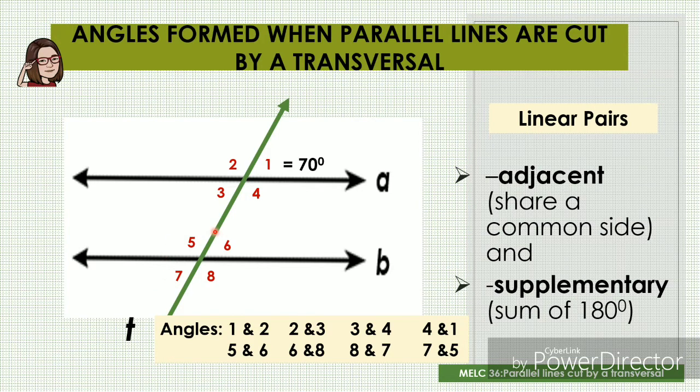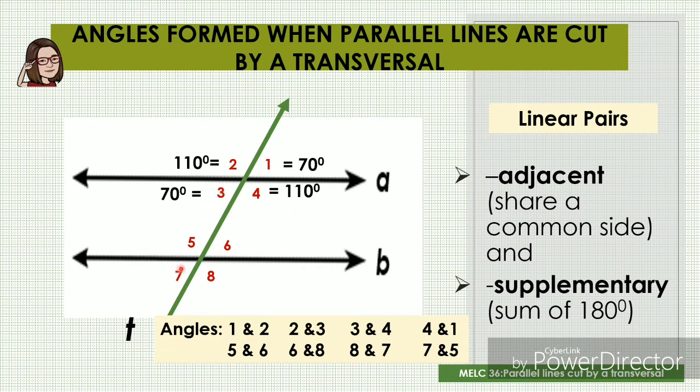So, if angle 1 has a measure of 70 degrees, what is the measure of angle 2? Since they are supplementary, this one measures 110 degrees. The total is 180, right? Then angle 3, therefore, measures 70 degrees. Angle 4 is 110 degrees. Do you follow?